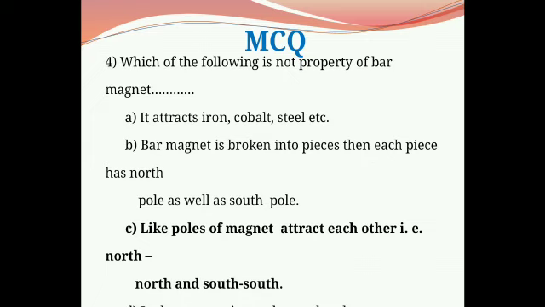As we know from the first slide, a property of a bar magnet is that when we break it into pieces, each piece has a north pole as well as a south pole. It attracts iron, cobalt, steel, etc. But when we consider two similar poles, they do not attract each other. Here option C is, like poles of a magnet attract each other, that is north north and south south, and this is not a property of a bar magnet. Therefore, the correct option is C.